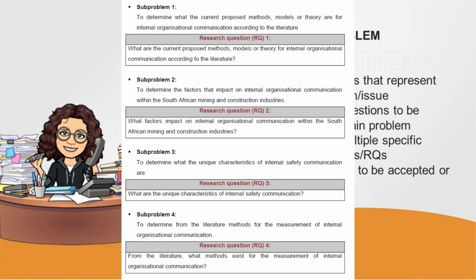Like this first example, this doctoral student formulated a specific research question for each sub-problem, and they match each other exactly. So if we look at the first one, the sub-problem is to determine what the current proposed methods, models, or theory are for internal organizational communication according to literature. And then the research question mirrors that exactly by asking, what are the current proposed methods, models, or theory for internal organizational communication according to the literature? So this is how this student decided to do it.